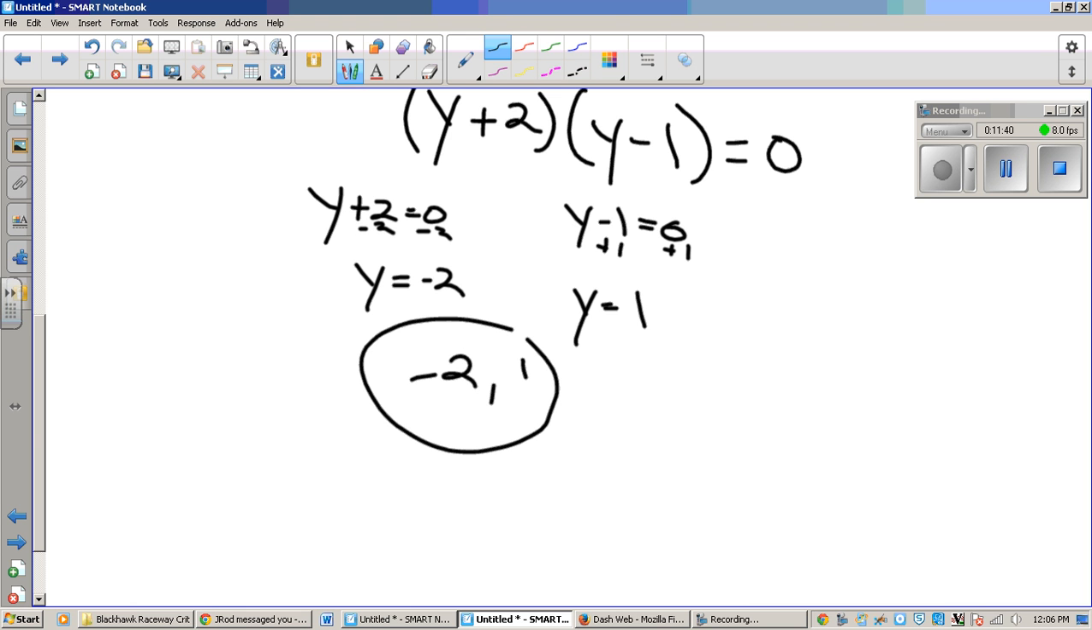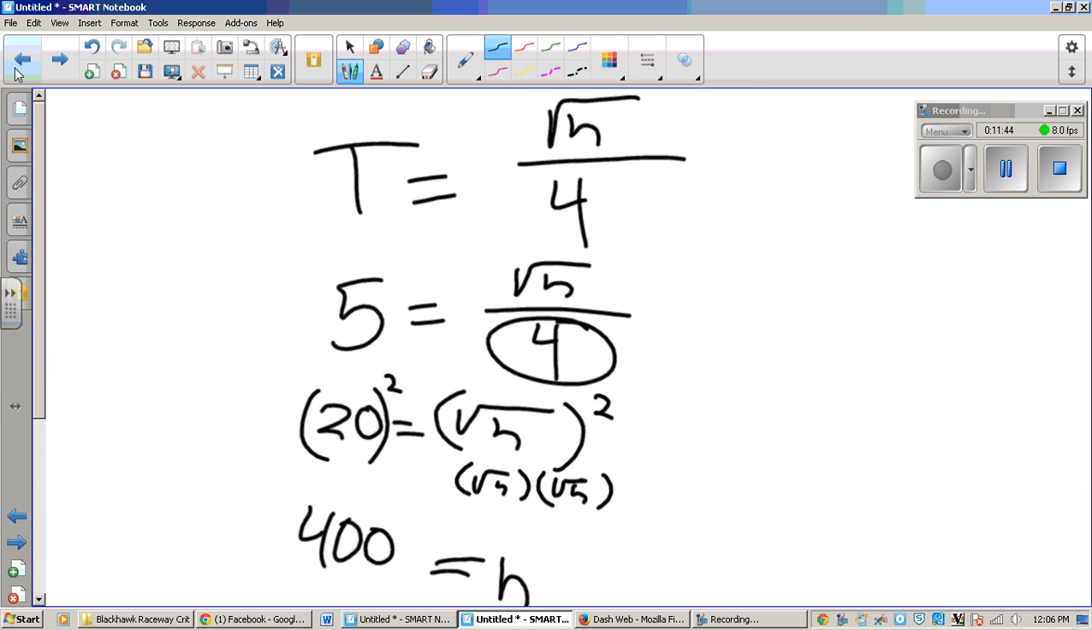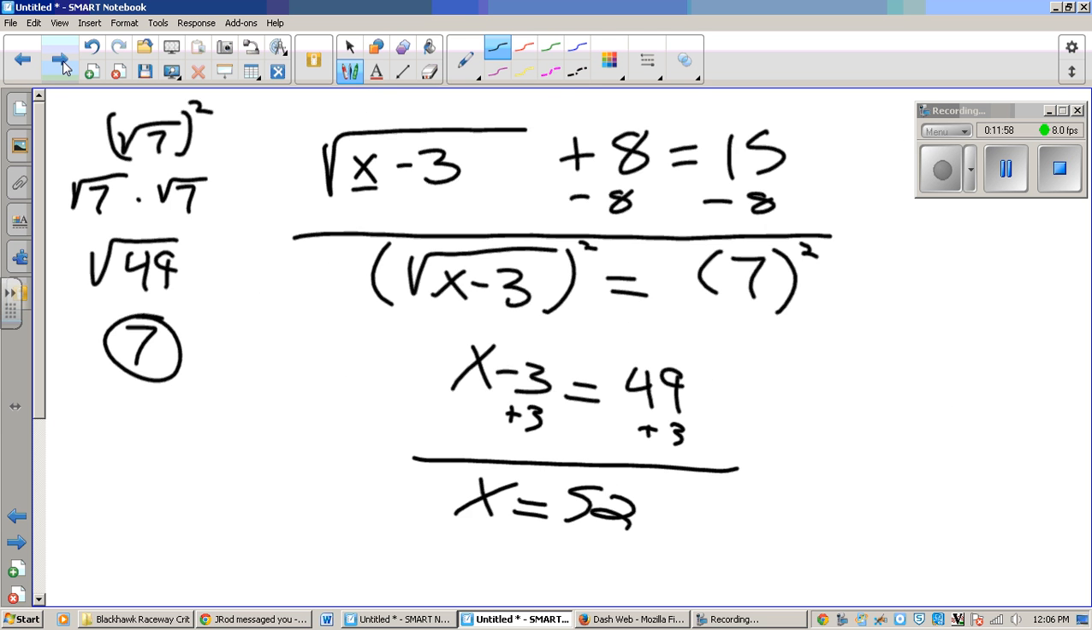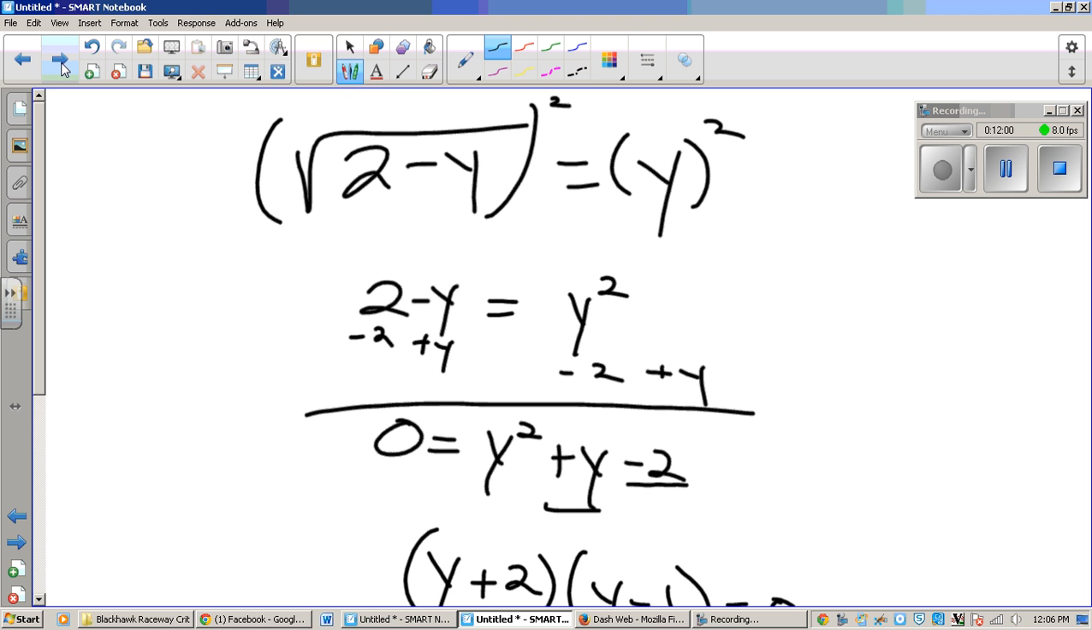This is the last objective. Remember I said way back here that we were going to learn how to solve radical equations, and you've already learned how to do that. But now we're going to solve radical equations with extraneous solutions. When we're talking about extraneous solutions, we're talking about when we have to factor, we've got the squared in there.